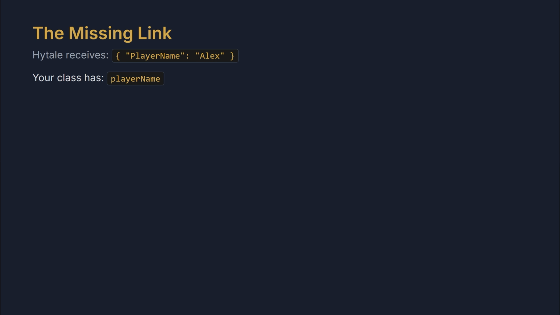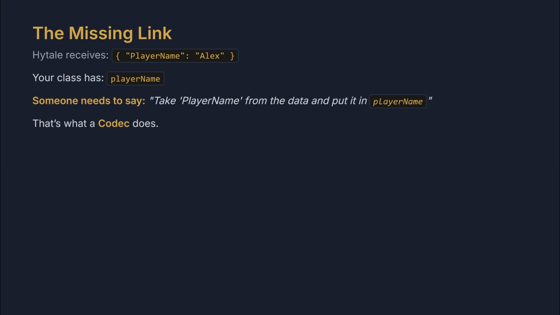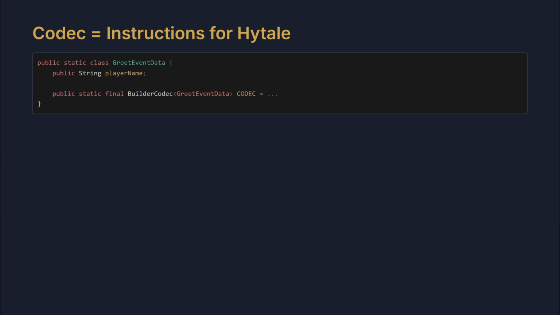For simplification purposes, let's assume Hytale receives this JSON from the client: player name equals Alex. And my class has this property called playerName with a small p. Someone needs to say, hey, take player name from the data and put it in playerName. It's a little bit confusing, I know, but stay with me. That is exactly what a codec does. Codecs are instructions for Hytale. I define a public static final BuilderCodec, and this class comes from Hytale.